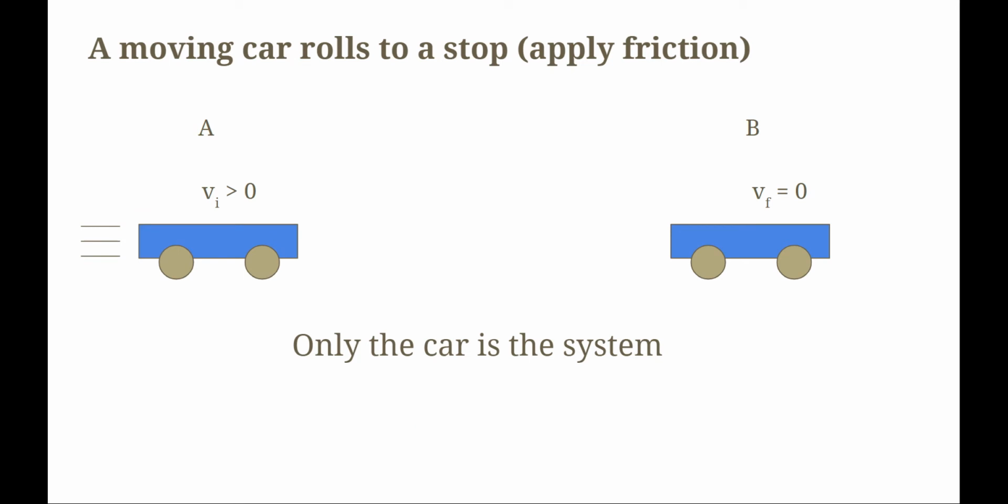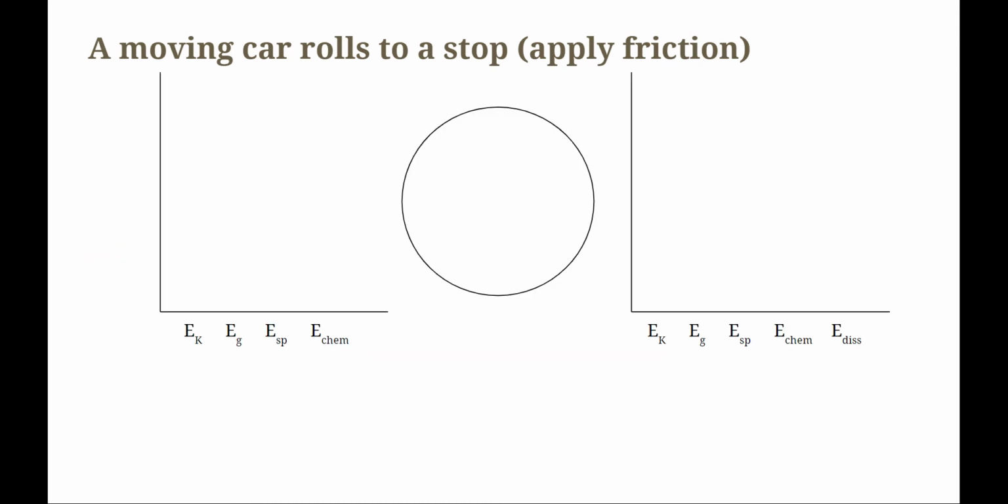Now this one's in your notes, so we're going to try and fill this one out. So we say a moving car rolls to a stop, and we are going to apply friction. So we can see at the start here the car is moving, and at the end the car is not moving. And it says only the car is the system. So we're going to try and draw an LOL diagram for this one. So if just the car is the system, that's what we put in the O. At the beginning the car is moving, so we need to have some kinetic energy. And then at the end the car is not moving. So we have 0 energy at the end.